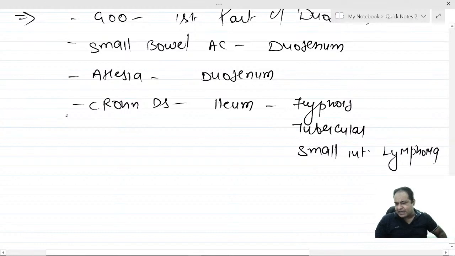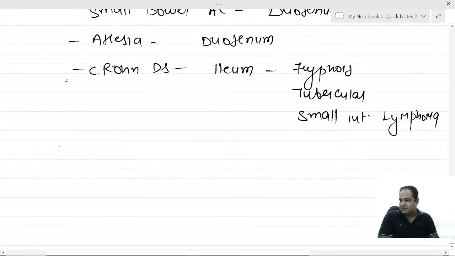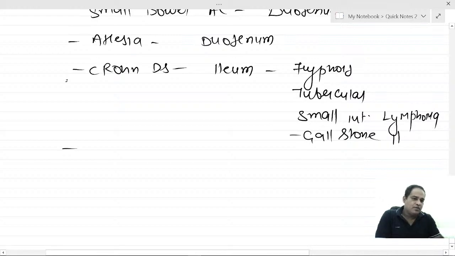Most common site of esophageal carcinoma is middle. Dr. Jyoti, it is middle. Never make this mistake. It is always middle, and it is always squamous cell as of now. Middle one third. It is also the most common site for gallstone ileus.